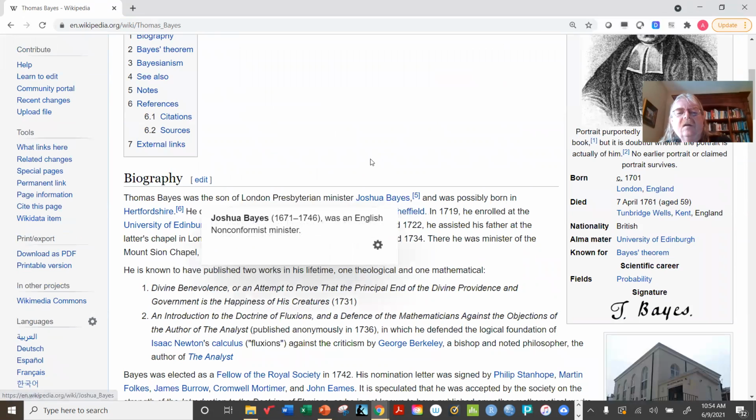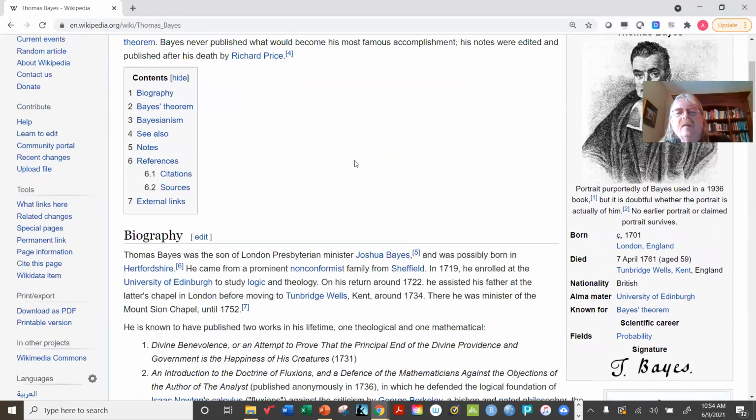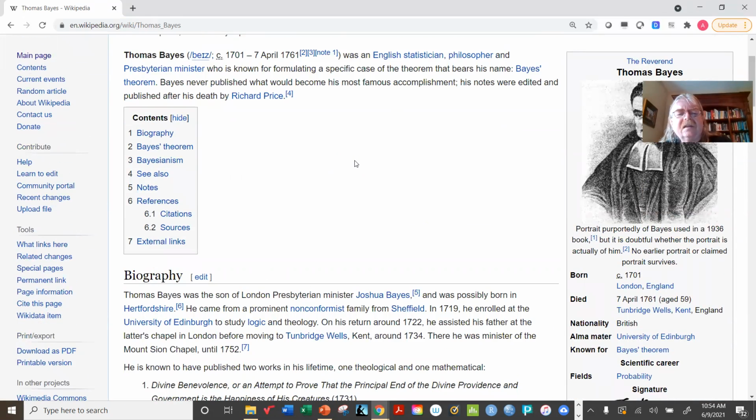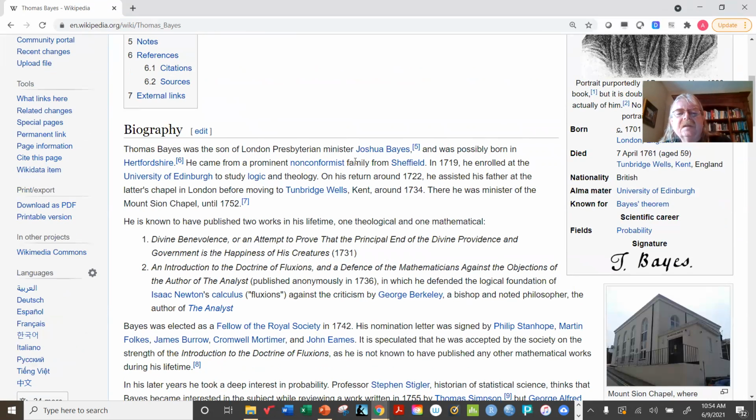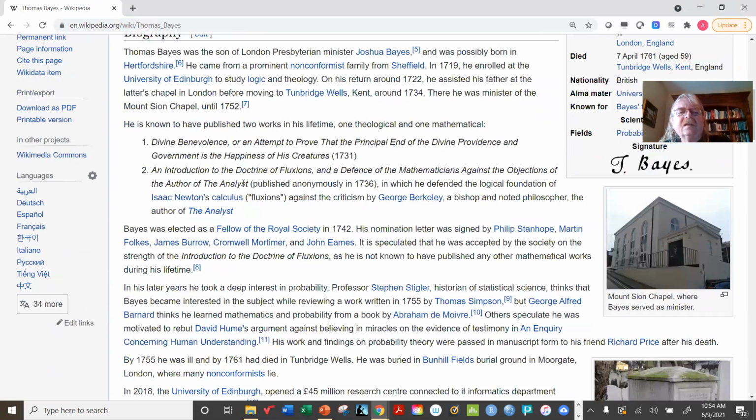Now it says here, most of what we know about him today was published after his death. But he wrote theological stuff too. I mean, he was a minister, but it's pretty clear that math is where his heart really was.